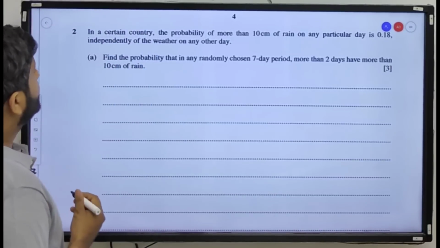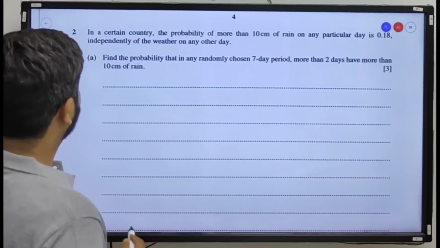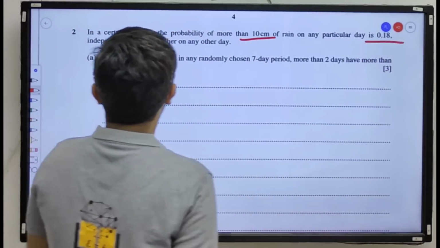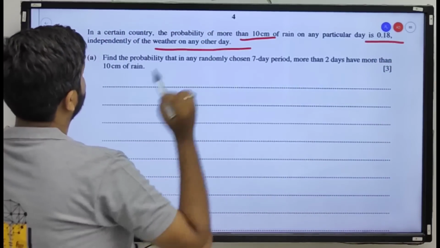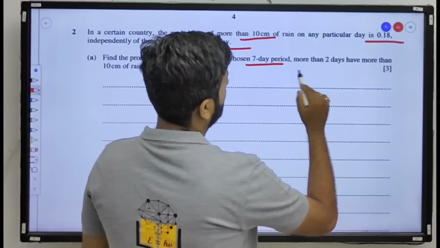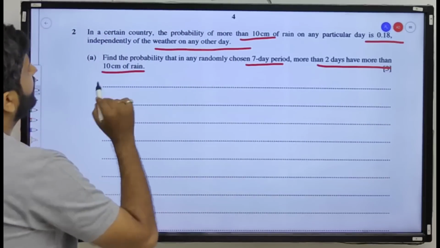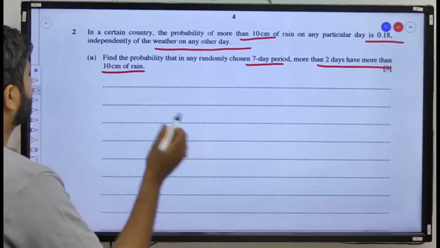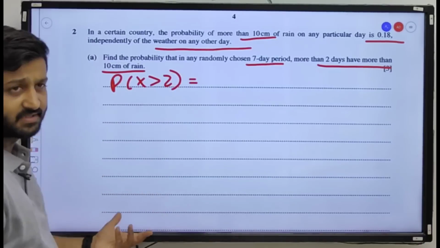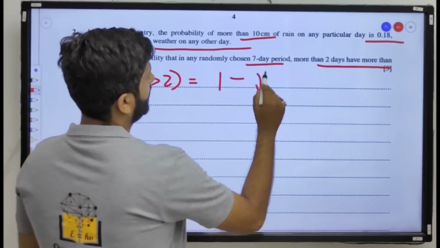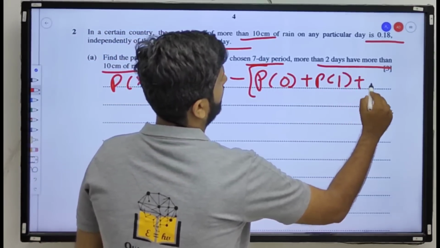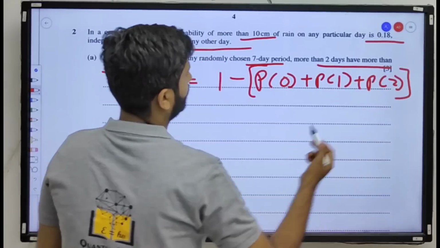Question 2. In a certain country, the probability of more than 10 centimeter of rain on any particular day is 0.18 independently of the weather on any other day. Find the probability that in any randomly chosen 7-day period, more than 2 days have more than 10 centimeter of rain. So we are supposed to find the probability x greater than 2 out of 7 days. I think it is pretty easy. 1 minus probability of 0 plus probability of 1 plus probability of 2, right?